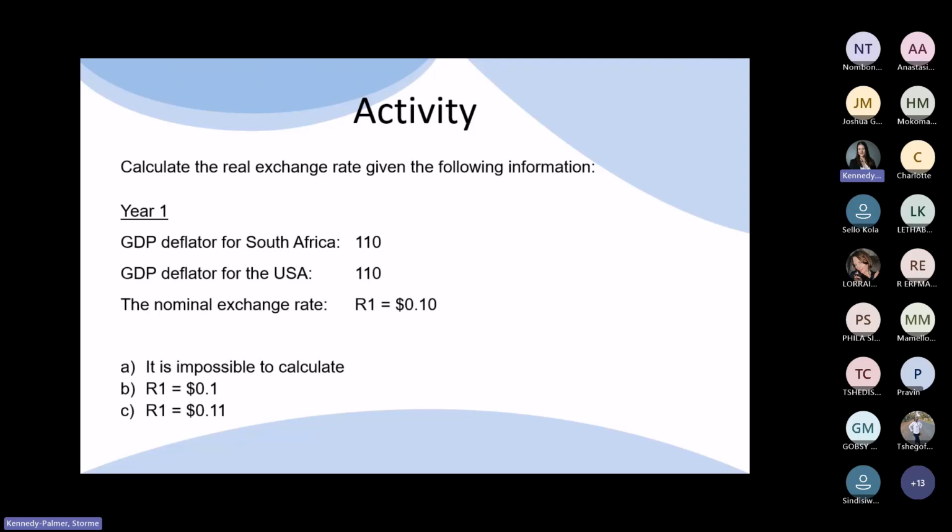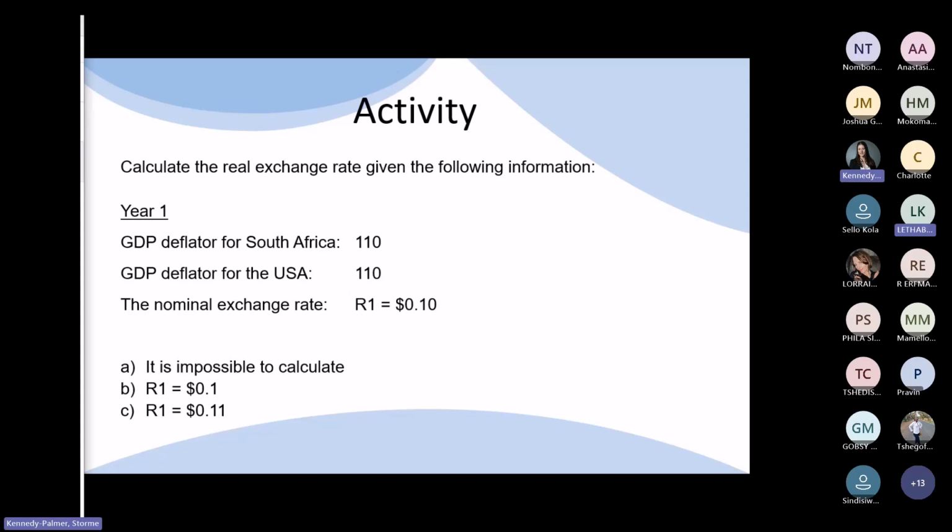So let's look at this example. We need to calculate the real exchange rate given the following information. We're told that the GDP deflator for South Africa is 110. We're told that the GDP deflator for the USA is also 110. And we're told that the nominal exchange rate is 1 rand is equal to 10 American cents. Does anyone want to hazard a guess before I continue?